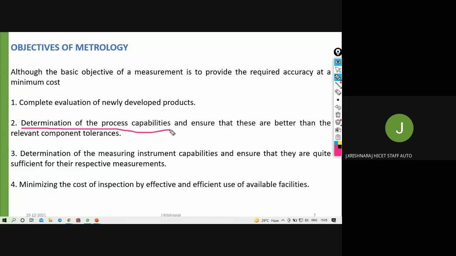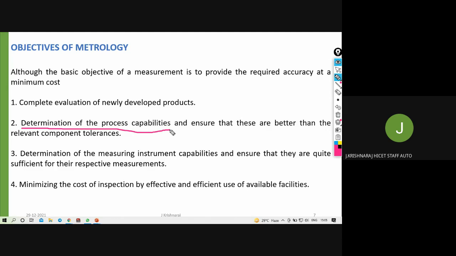Then there are measuring instrument capabilities, like how frequently it can measure. For example, take a temperature sensor: how frequently can it send signals? Likewise, if you have computerized measuring gauges, how frequently can we take measurements, and how precise and how accurate is it as well?